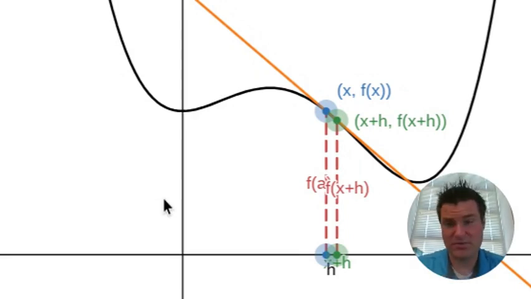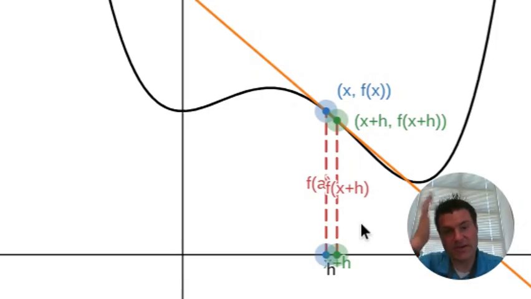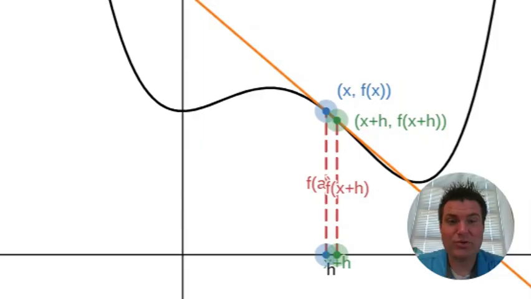So what we want to do here is, instead of having a secant line or that distance between them, this little distance right here, we're going to call that h. We want to minimize that as much as possible. In order to minimize that distance as much as possible, we need to take the limit as h approaches 0.